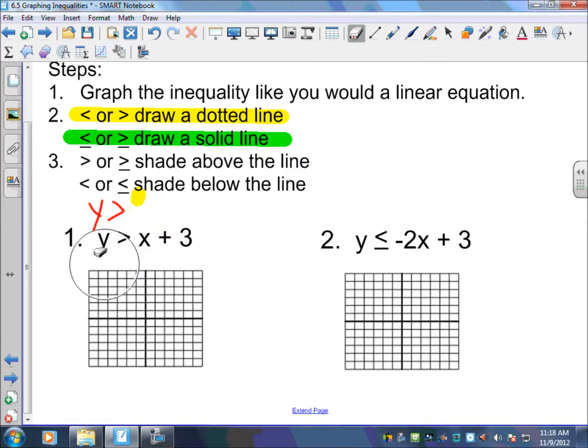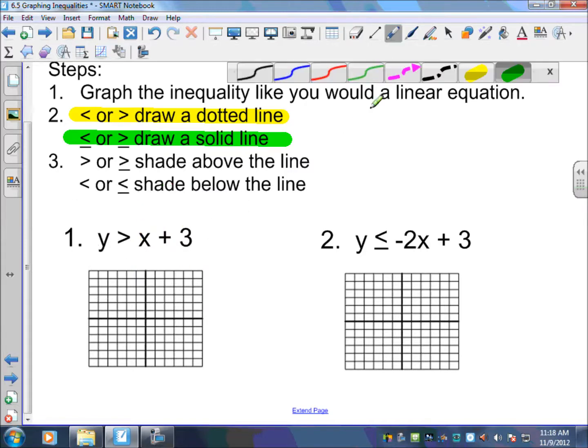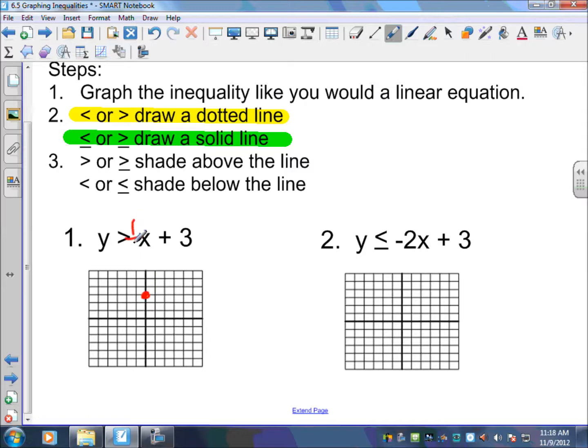I can graph this. I graph by putting a dot at my y-intercept, which is plus 3. 1, 2, 3. And then I do my slope. My slope is 1. I'm going to make it a fraction, 1 over 1. Remember, the top number is up or down. Is it up or down? That's right. It's positive 1, so it's up. So I go up 1. It's positive 1 on the bottom, so I go 1 right. And then I make my dot.